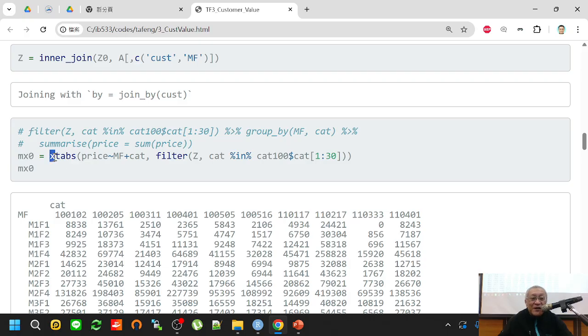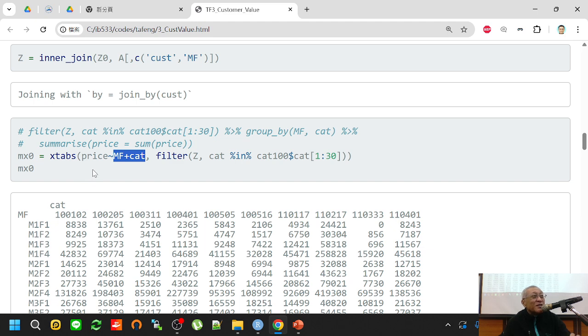This xtabs function is actually a very useful function, right? So I'd like to spend more time explaining how it works and what we can do with it. This xtabs is very useful, right? You can give it two categorical variables, and let me say it again, right?